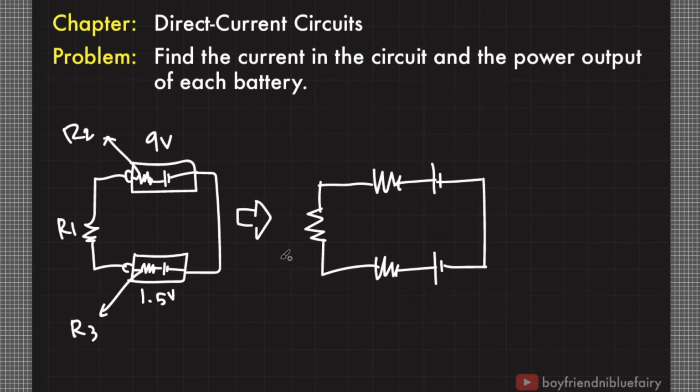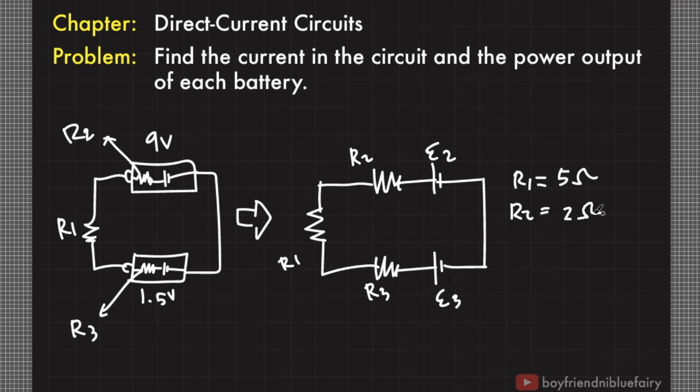Again, this is R sub 1, then R sub 2, R sub 3. Let's just name these as EMF 2 and EMF 3. Let's assume that R sub 1 is equal to 5 ohms. R sub 2 is equal to 2 ohms. R sub 3 is equal to 1 ohm. EMF 2 is 9 volts. Our EMF 3 is equal to 1.5 volts.